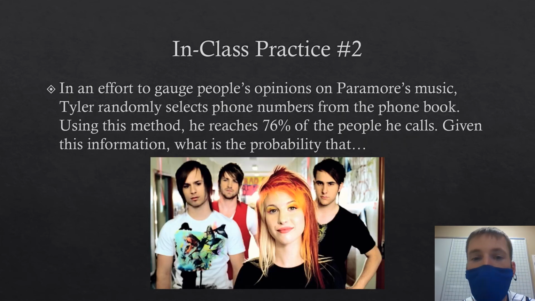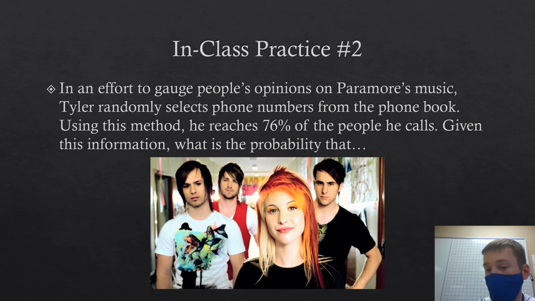All right, so let's try number 2 here. Again, when I'm done with this, go ahead and pause the video, think about how you might solve it. So in an effort to gauge people's opinions on Paramore's music, Tyler randomly selects phone numbers from the phone book. Using this method, he reaches 76% of the people he calls. Given this information, find these probabilities.